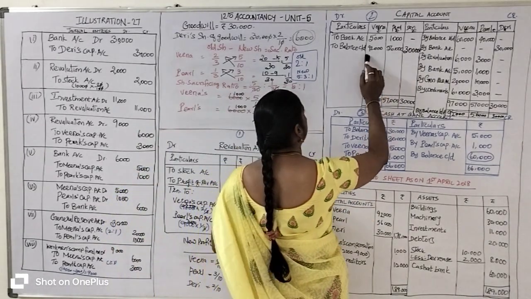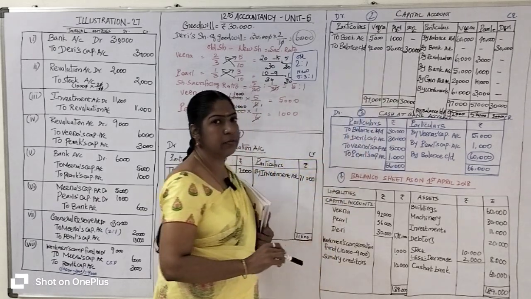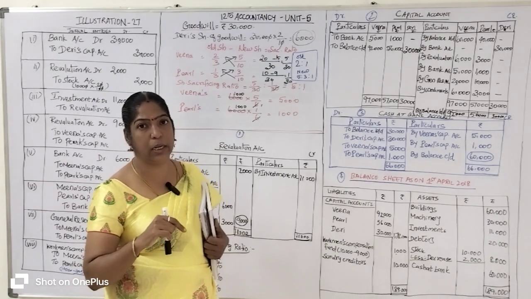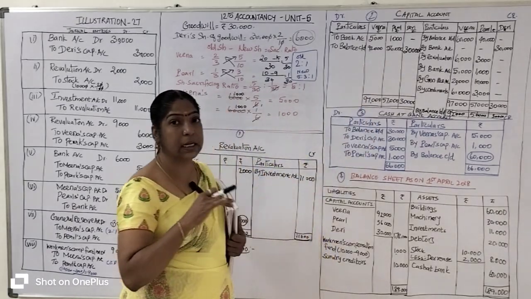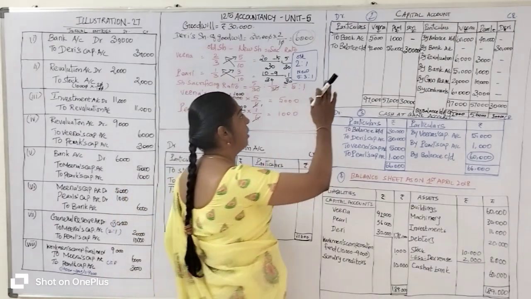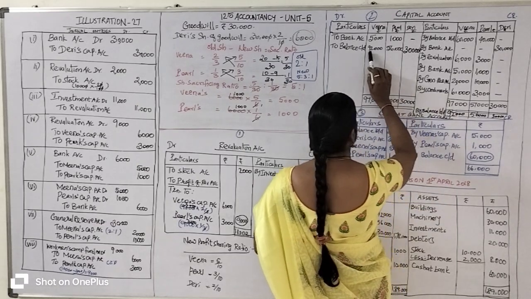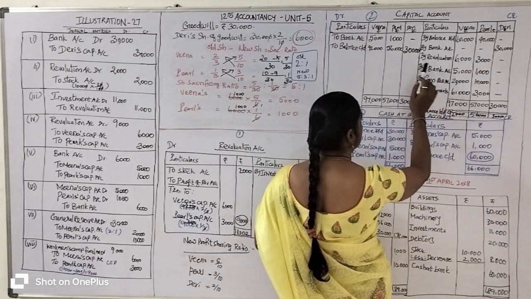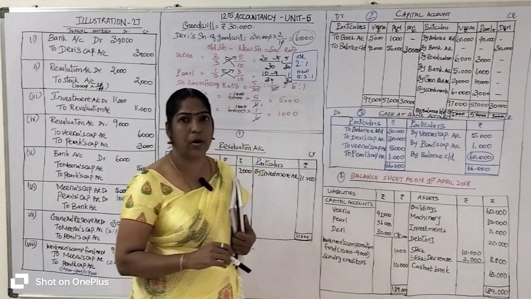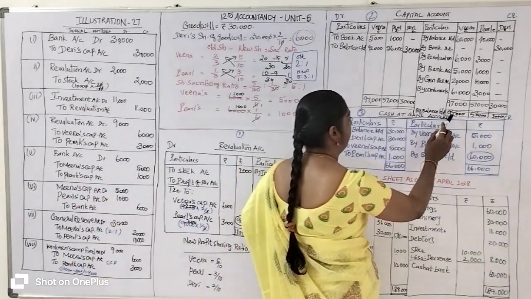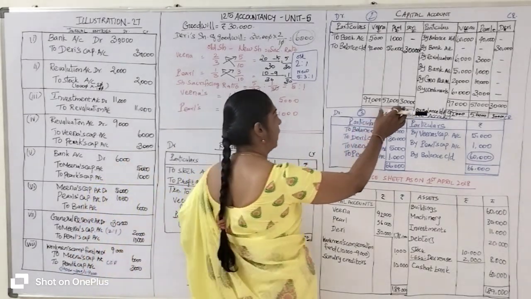So against this you are going to write to balance carried down. Carried down means closing balance. This is the closing balance of the capital account for the current accounting period. Immediately you bring it down to the opposite side and below the total you enter the same values, 92,000, 56,000 and 30,000. Against this you write by balance brought down. By balance brought down means that is the opening balance of the capital account for the next accounting period. Got it? So we prepared the capital account.